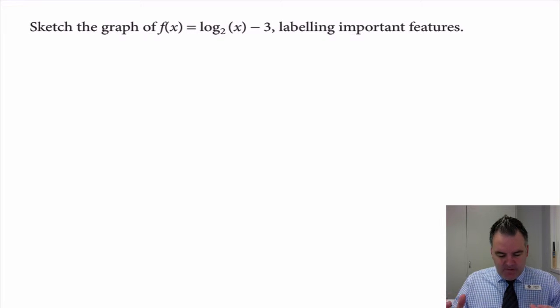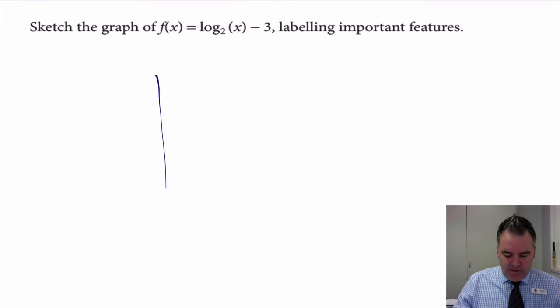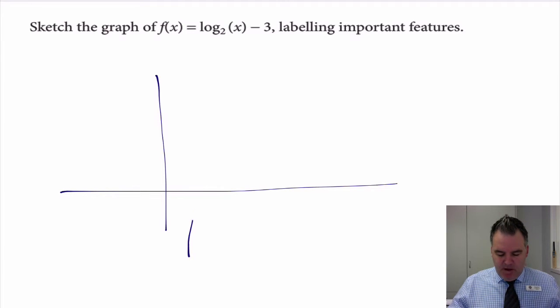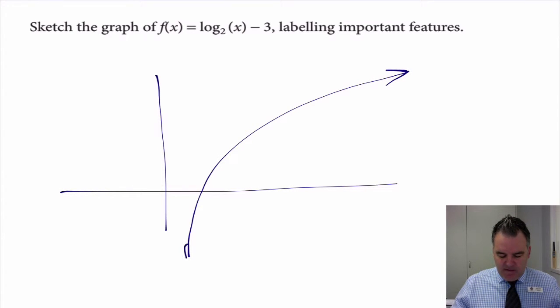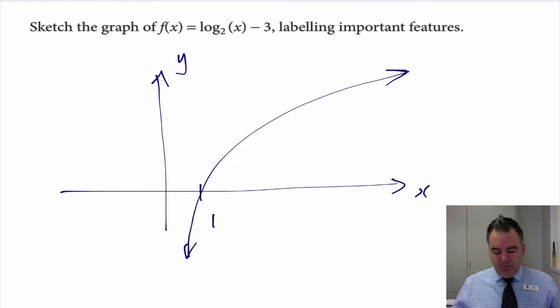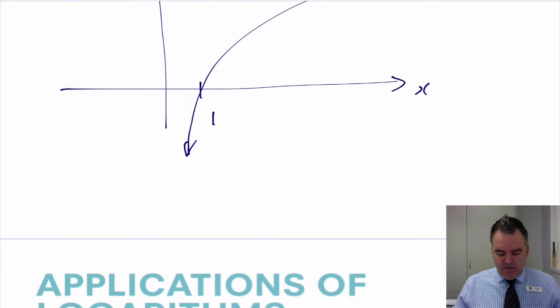So lastly, let's sketch this one. Remember, a sketch just means a really rough drawing. It doesn't have to be perfectly accurate, just a very basic sketch. Log base 2 of x minus 3. When I'm sketching this, I'm thinking, what does the basic log graph look like? It'll be going through 1. And then I'm thinking, what does the minus 3 do? It shifts everything down 3. So instead of going through the point (1, 0), it'll go through the point (1, -3).